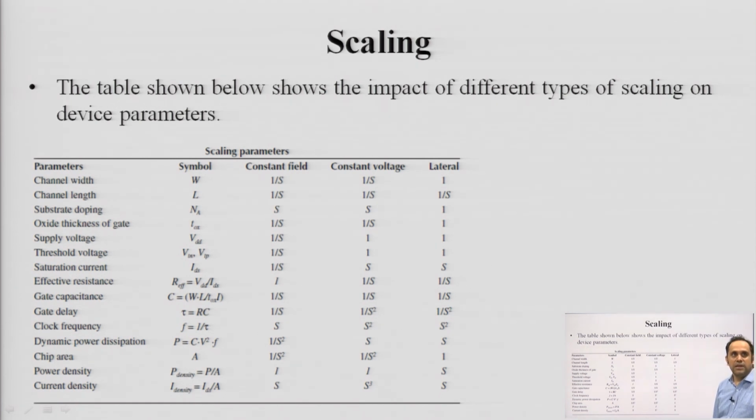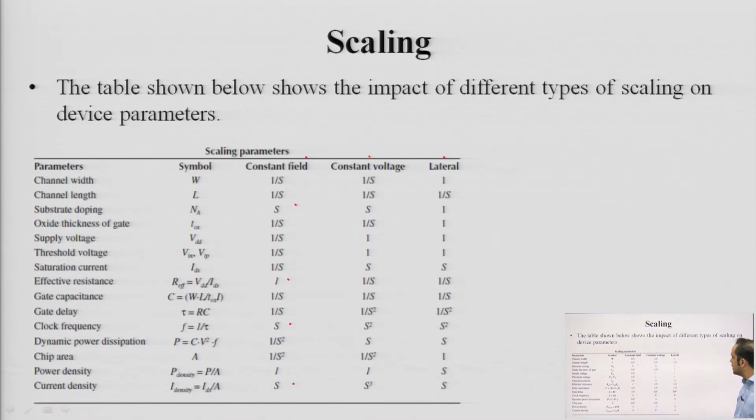The symbols are also given, and for the 3 scaling techniques, constant field, constant voltage and lateral scaling, you can see how the scaling happens for different parameters. S is a number higher than 1, obviously, only then can you say that the scaling is downscaling. So, for constant field, you can see almost every parameter except your effective resistance is getting scaled, either downscaled or upscaled. The doping, the clock frequency and current density are being upscaled while all other parameters are downscaled.